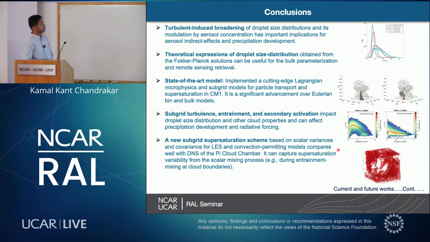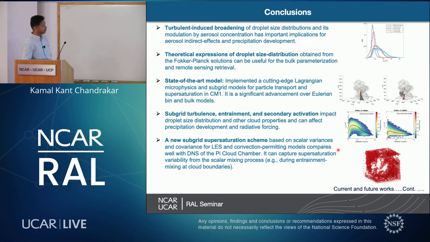So in conclusion, we showed that turbulent fluctuation is important for broadening of the droplet size distribution. And this broadening is important for precipitation development as well as optical depth parameterization. And we also obtained a theoretical solution of the droplet size distribution through the Fokker-Planck equation. And that can also be useful for bulk parameterization as well as remote sensing retrievals. And the state-of-the-art model we developed: we implemented the super-droplet scheme in CM1 with a subgrid model for particle transport and supersaturation fluctuation.